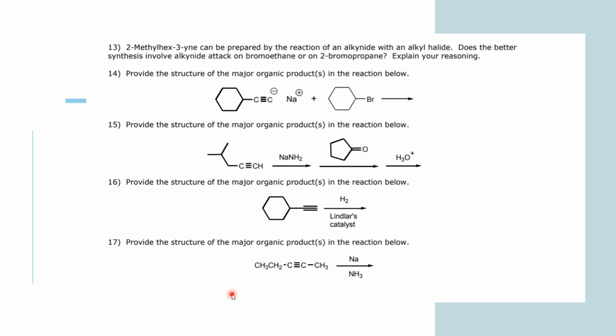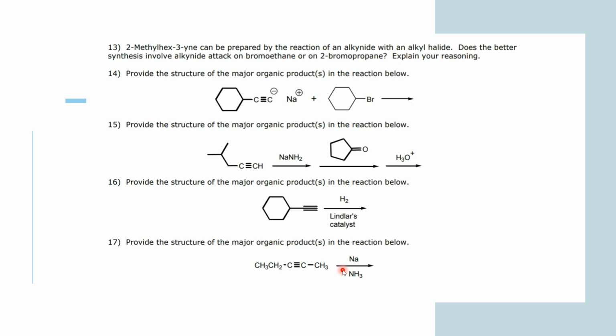Now let us move to the next question. Provide the structure of major organic product or products in the reaction below. We are now reacting this internal alkyne with sodium metal in ammonia. You are given pentyne and asked to react with sodium and ammonia, what will happen? Let us approach this question step by step.